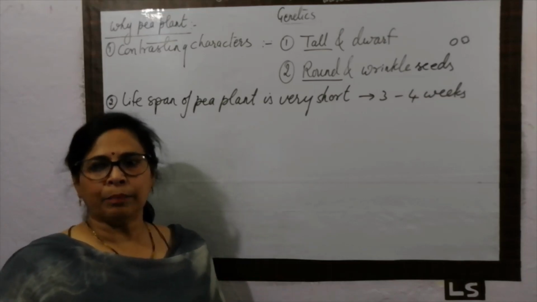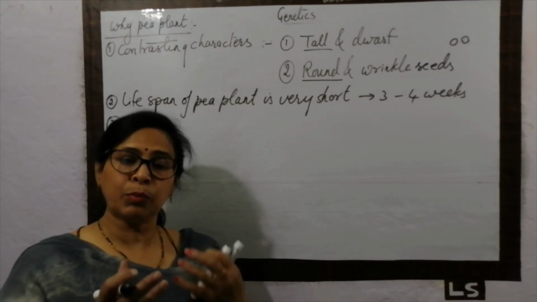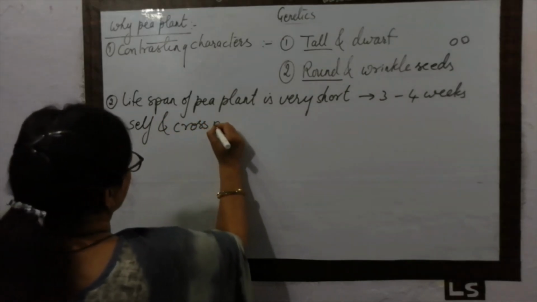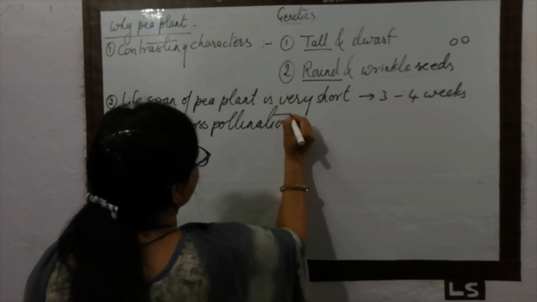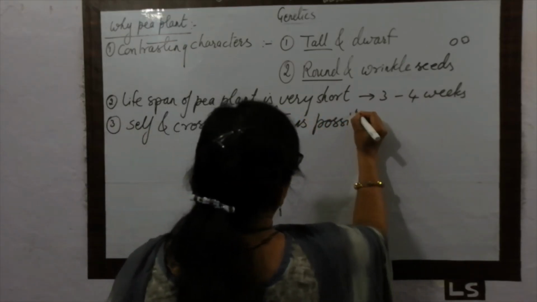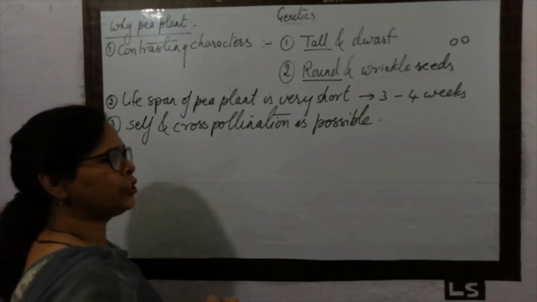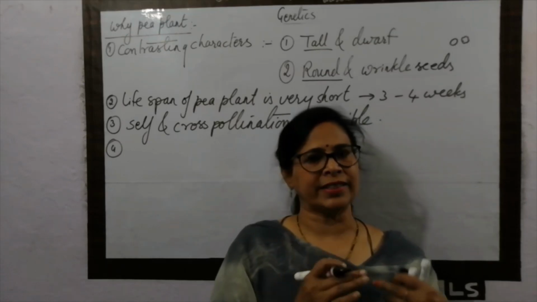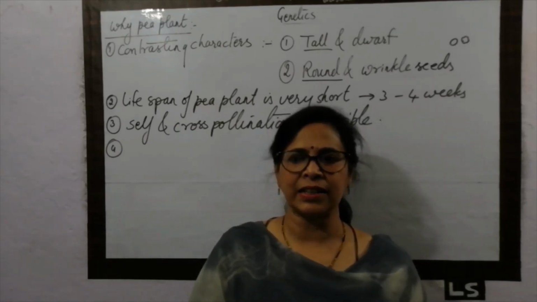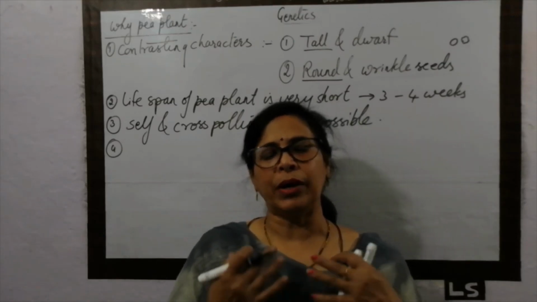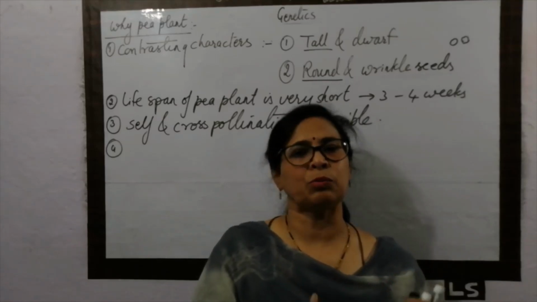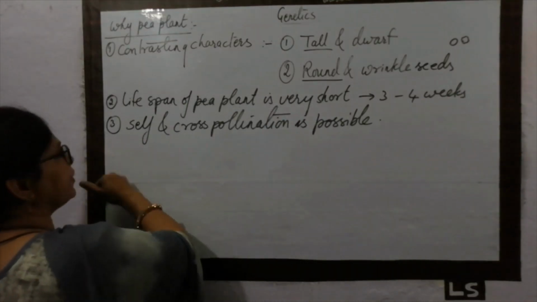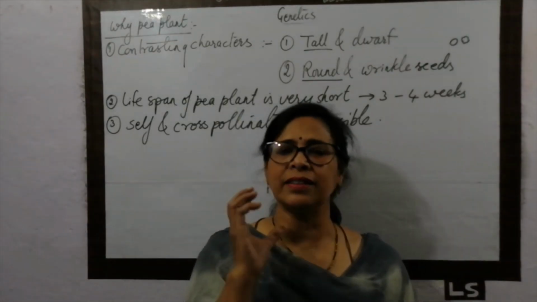And next, why pea plant? Because cross pollination and self pollination, both processes are possible in this plant. It is easier to allow self-pollination or to perform cross-pollination in this plant. As I told you, the contrasting characters are there, and those contrasting characters provided him an opportunity to analyze all the data properly that he used for his research. So these are the 3 main reasons why Mendel chose the pea plant.